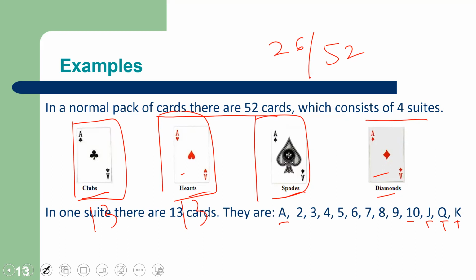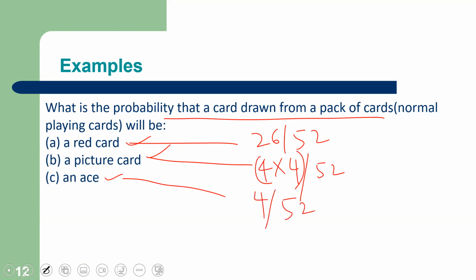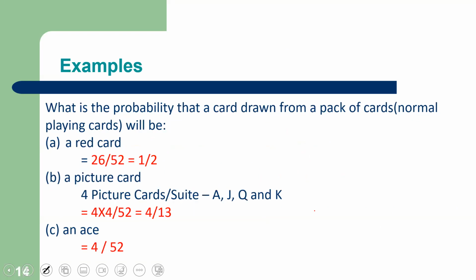If you do this, in every suit there will be 4 cards. What will happen? 4 into 4, so it will be 4 multiplied by 4, totally divided by 52. So this would be our probability. And ace is again simple. In every suit, there will be only one ace. So that will be 4 by 52. This is the probability.